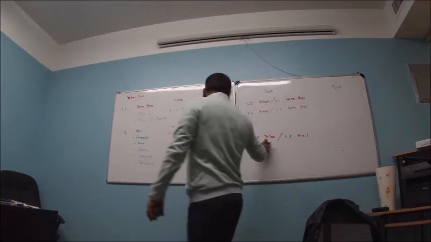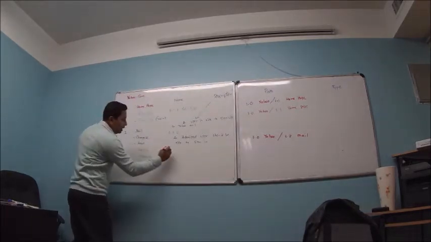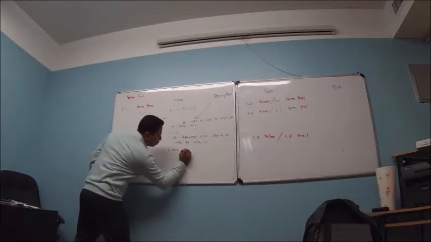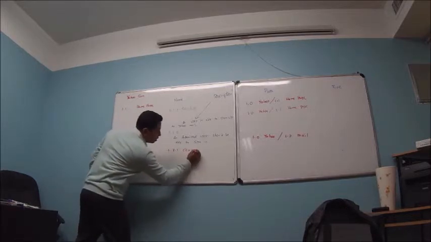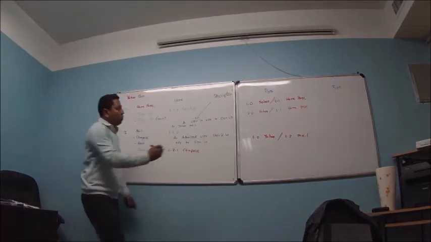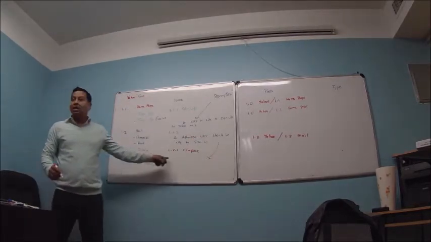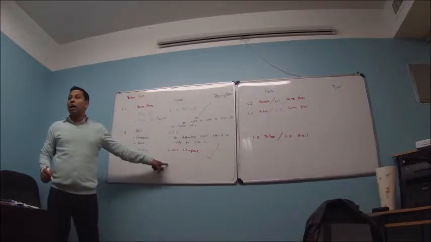And then I come in here and I say 1.2.1, compose. What do I write in the description? Do you understand this? Who didn't understand that? Okay. You got it?